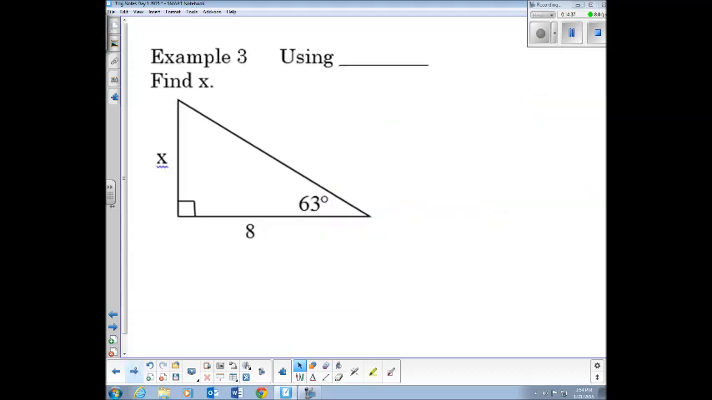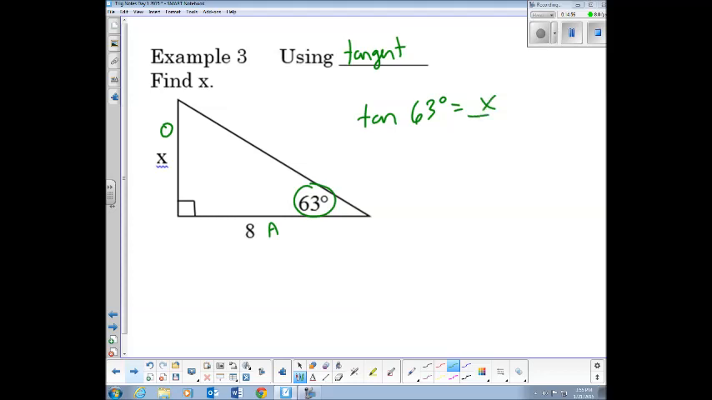All right, our third example, these are trig problems here. This is how they work. We label, here's our angle. We label, this is our opposite, this is our adjacent. If we look at our SOHCAHTOA, the only one that uses opposite and adjacent is tangent. And so then we know the tangent of the angle, which is 63 degrees, equals the opposite, which is x, over the 8, which is the adjacent.